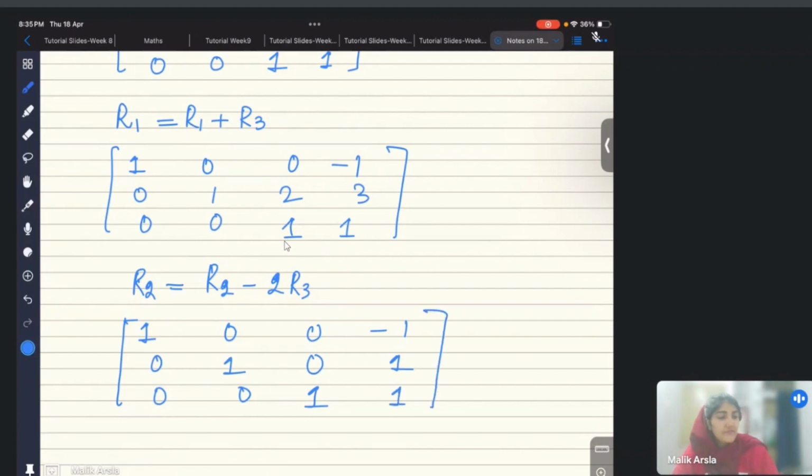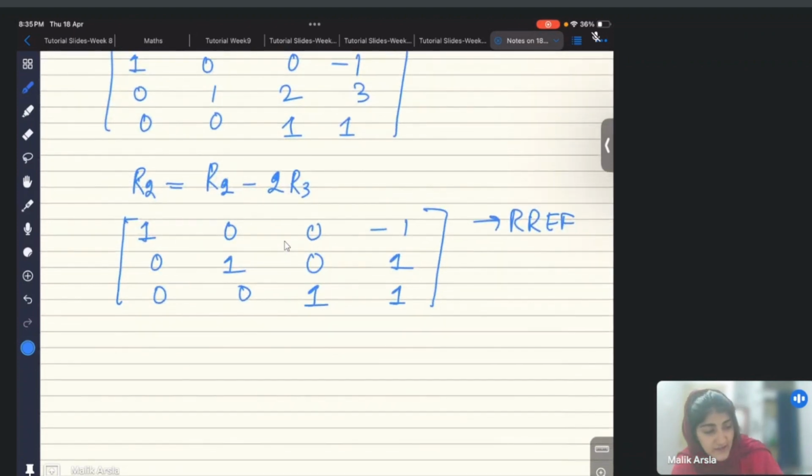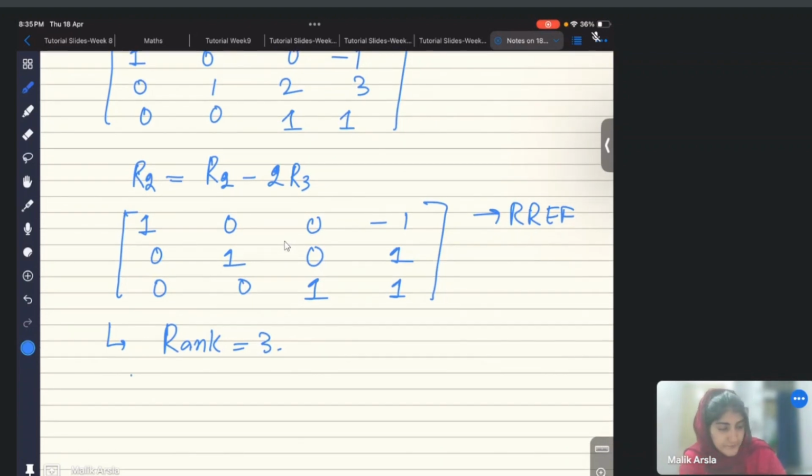So you can see the first three columns here are linearly independent, and we have reached our row reduced echelon form, which we simply call RREF. Now here there are three independent columns, so we say that the rank of this matrix is 3, right? Now what about nullity?